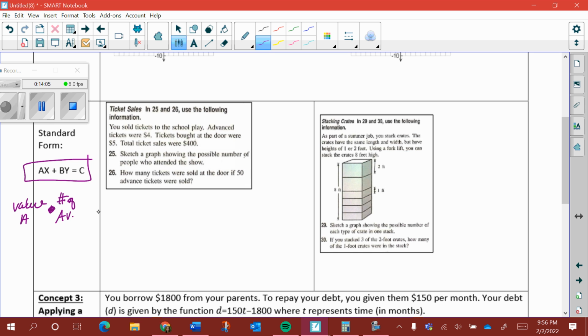advanced plus value of door times number at door equals my total amount.